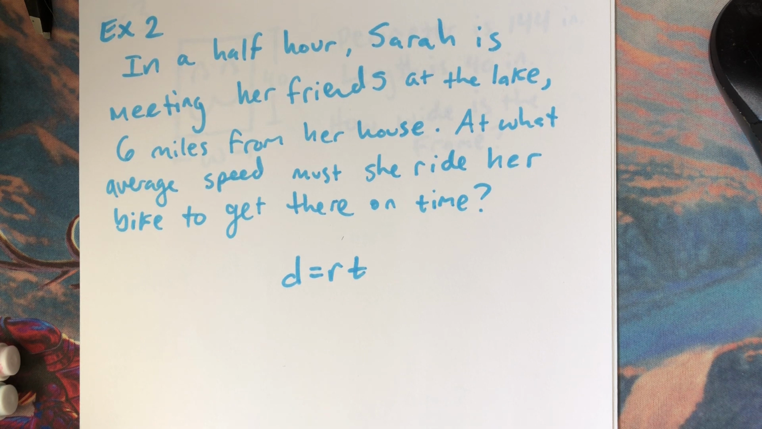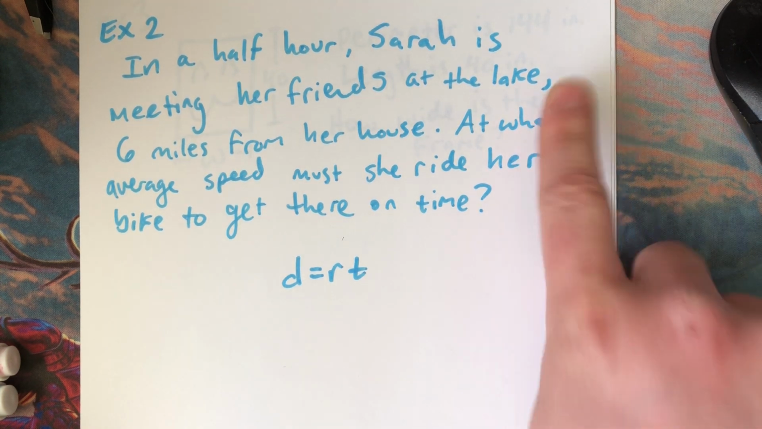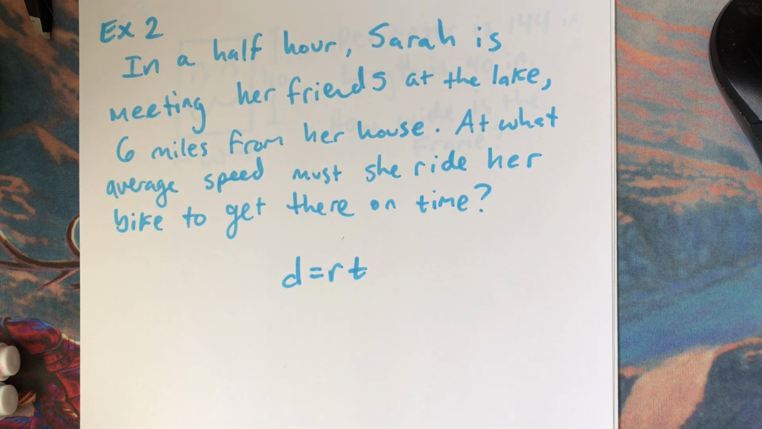Example 2. In a half hour, Sarah is meeting her friends at the lake, 6 miles from her house. Commas mean pause, not stop completely. Let me try to read that again. In a half hour, Sarah is meeting her friends at the lake 6 miles from her house. There we go. At what average speed must she ride her bike to get there on time?